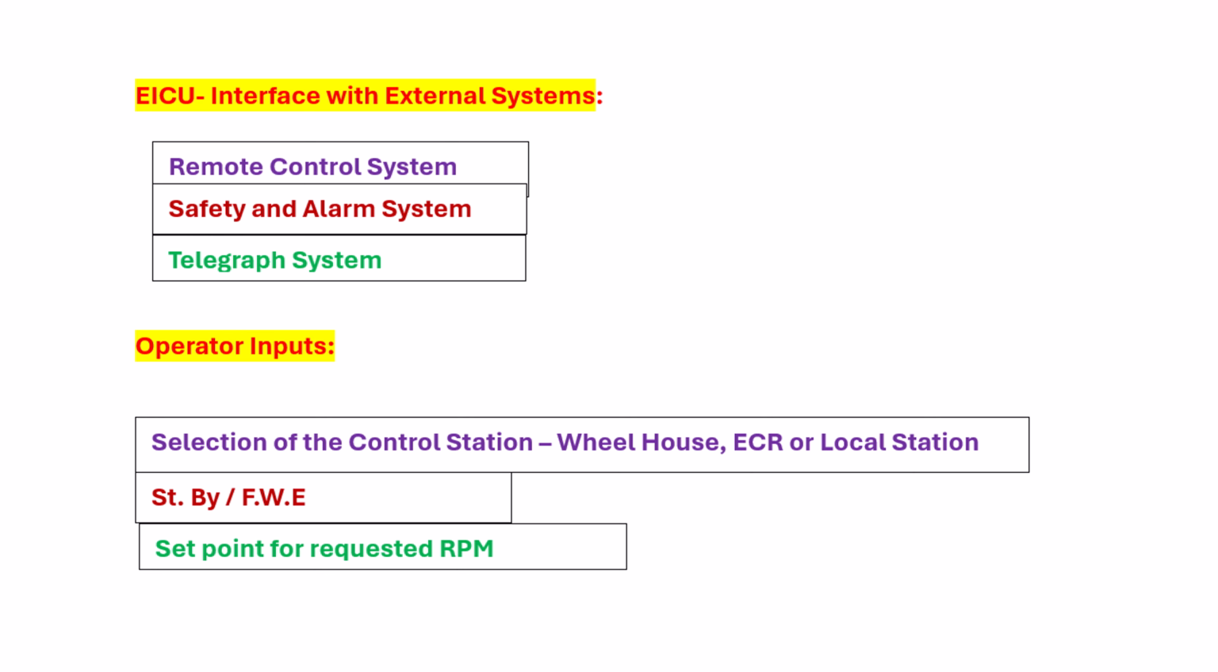And operator input. The operator will select the control station: wheelhouse, ECR, or local station. As you know, the local control, the local operating panel, always has overriding rights. The operator will put the engine in standby, finish with engine, or run ahead, run up, full ahead. The set point for requested RPM will also be put by the operator, on the bridge by the navigating officer, in the engine room by the duty engineer, as directed by the chief.